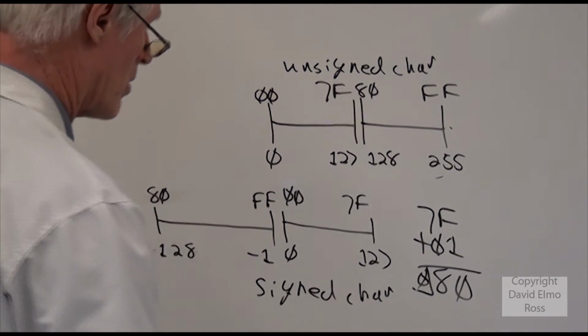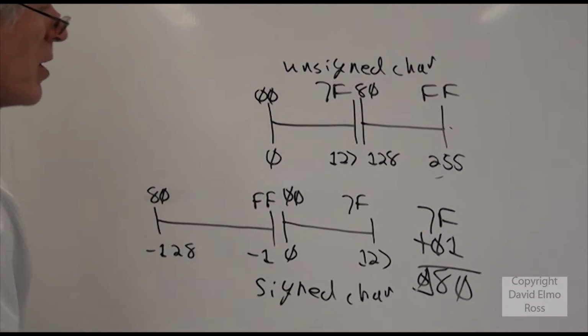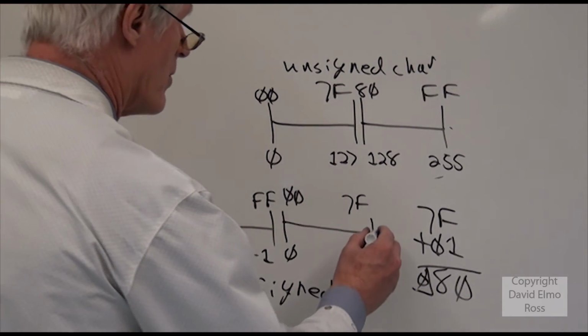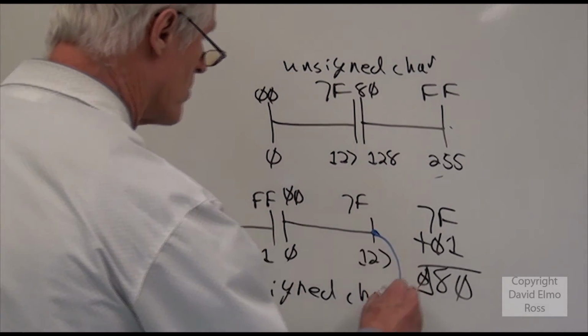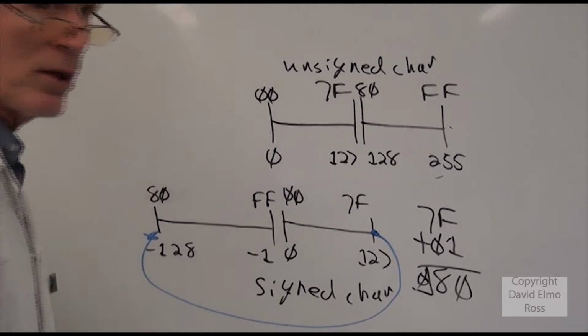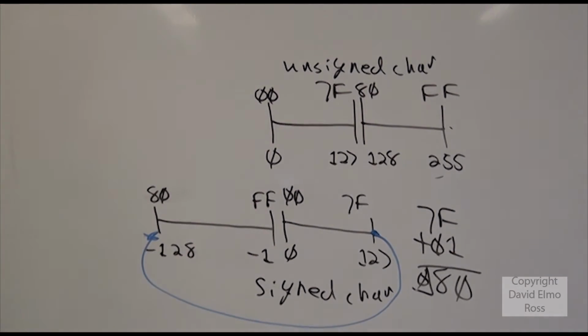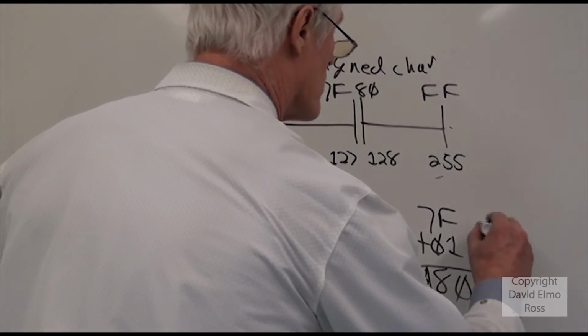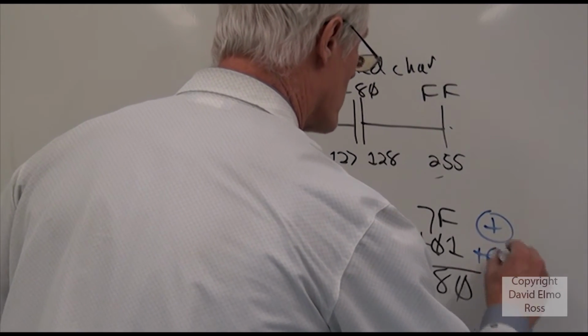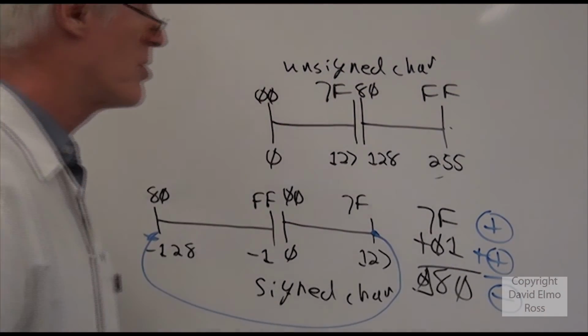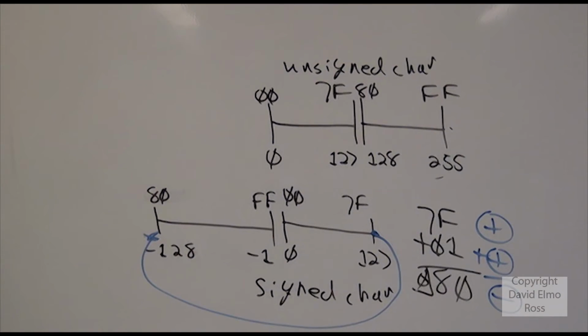However, let's take a look here at our signed chart. Signed chart 7F is 127. I have $127. Somebody gives me another dollar, and I'm $128 in the hole. This is a problem. How's that? Well, this is a positive plus a positive, and I got a negative result, which doesn't make any sense at all. Okay?